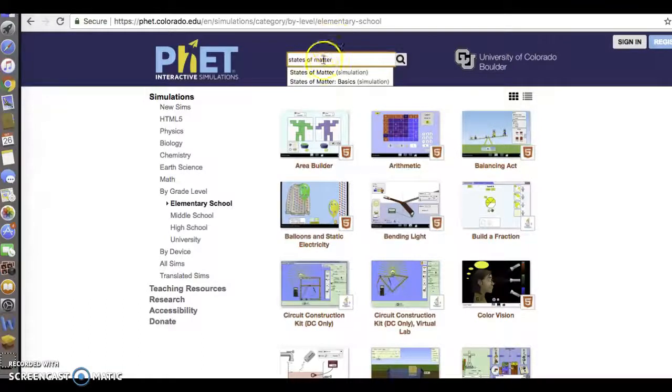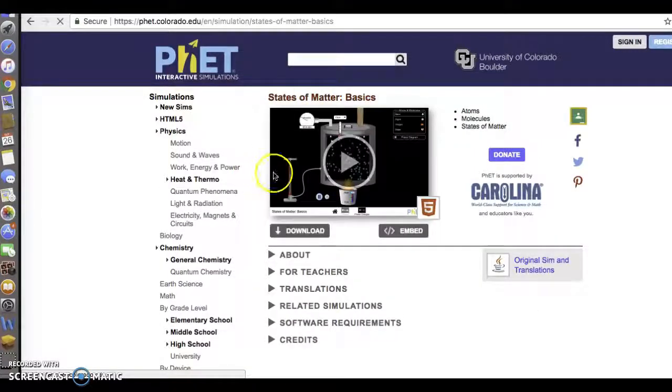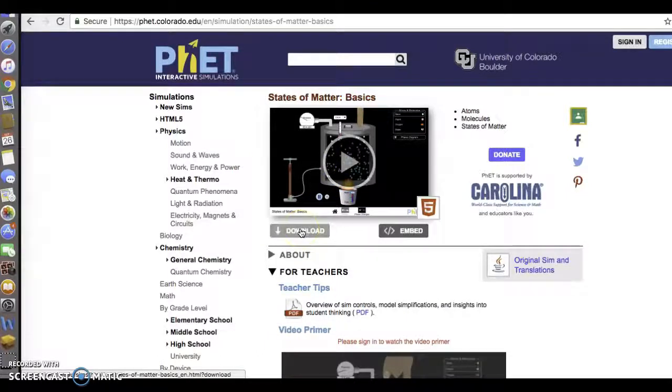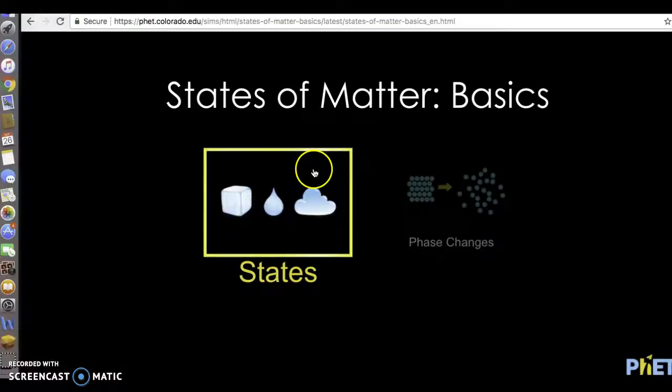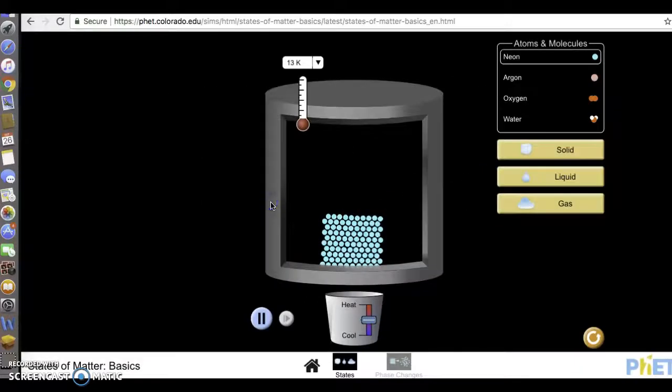And if you notice, there's States of Matter Simulations and States of Matter Basics Simulation. We're going to use the second one today. And you can download it to your computers if you guys wanted to, but we're just going to go ahead and click right on it. It opens right up. And there's two options, states and phase changes. We're using states.